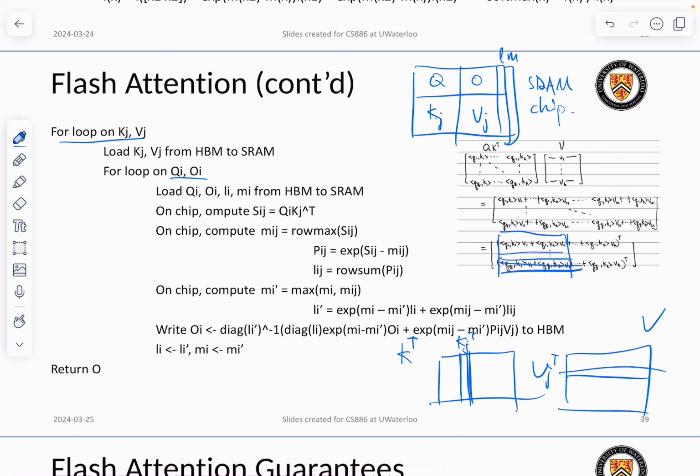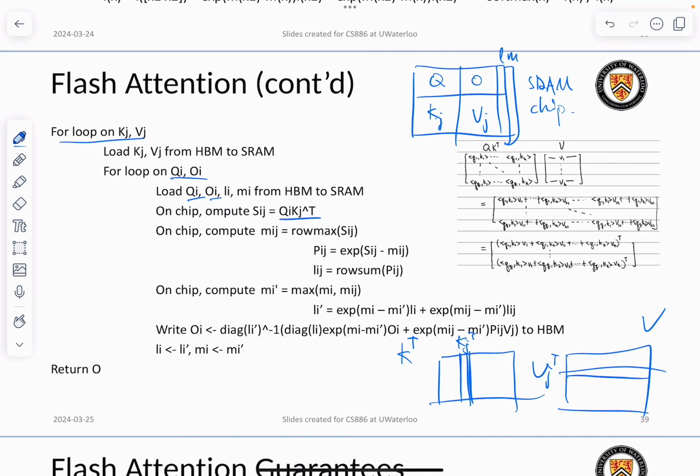So then we first load Q, and then we load Q and O. So we load the first one, and then on chip we compute Qi, KJT, and so we first compute this, and then we compute this, and then we compute this. And the question is, what do we do after every single one of them?